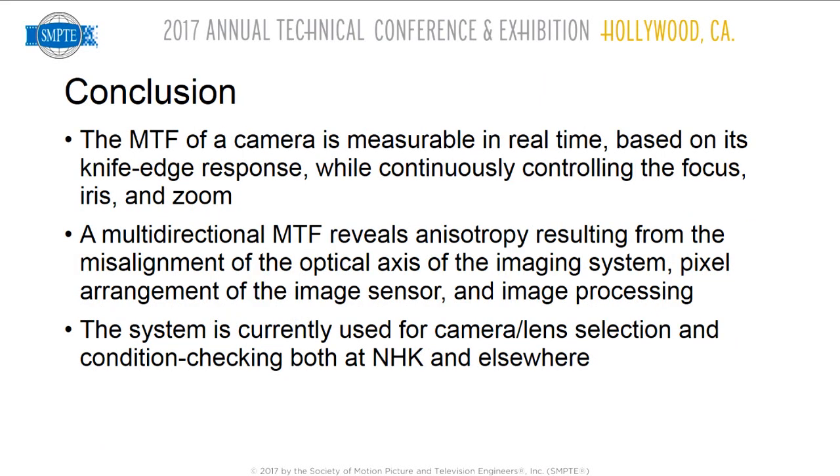In conclusion, the MTF of a camera is measurable in real time based on its knife edge response while continuously controlling the focus, iris, and zoom. A multidirectional MTF reveals an anisotropy resulting from the misalignment of the optical axis of the imaging system, the pixel arrangement of the image sensor like a Bayer color filter array, and image processing like image enhancement. The system is currently used for camera and lens selection and condition checking, both at NHK and elsewhere.